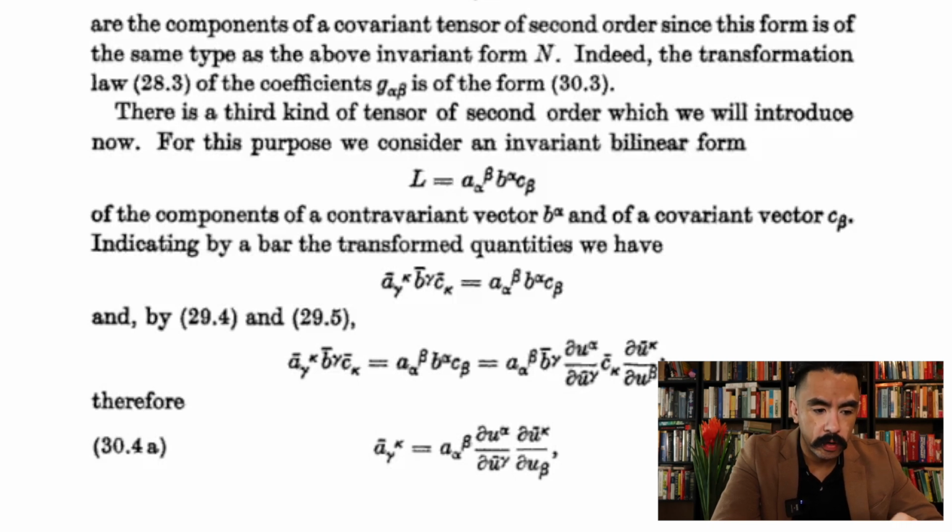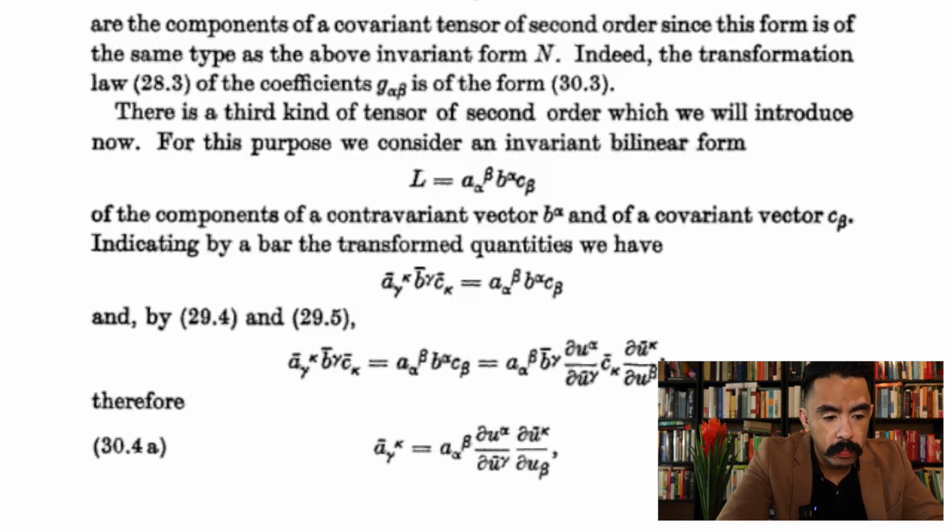indicating by an overbar the transformed quantities. We have a overbar sub gamma, but then the a overbar has a superscript kappa, times b overbar with a superscript gamma, and then c overbar with a subscript kappa is equal to a with subscript alpha superscript beta times b with a superscript alpha times c with a subscript beta.